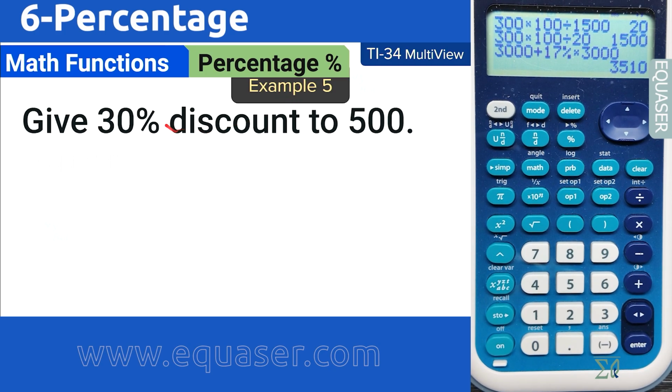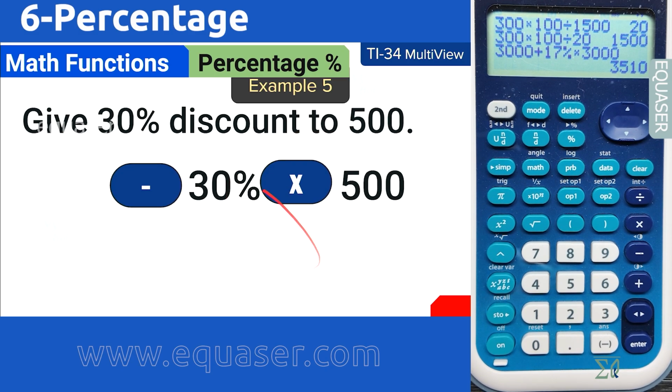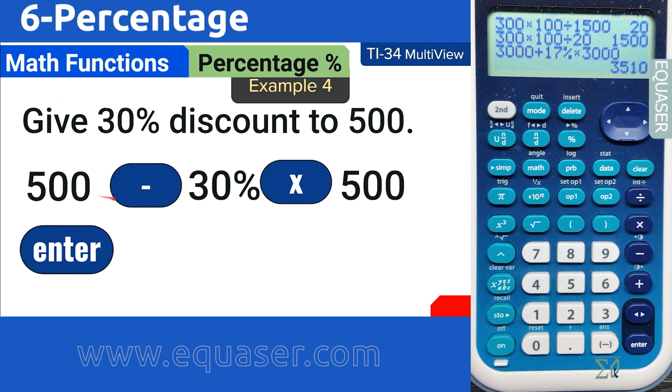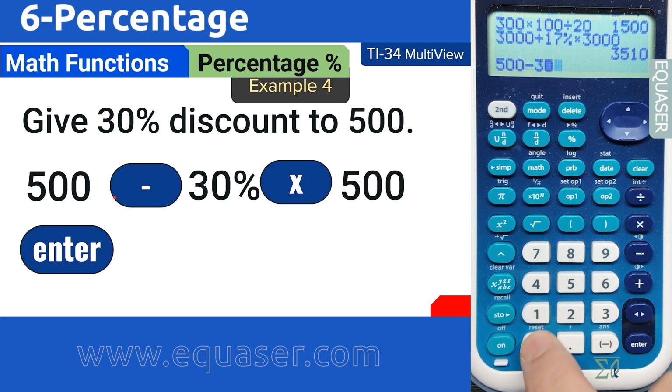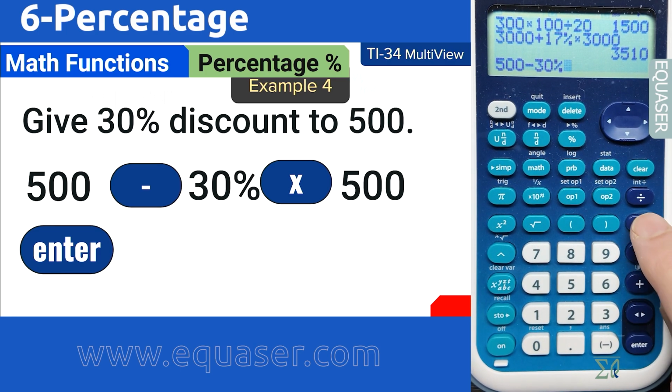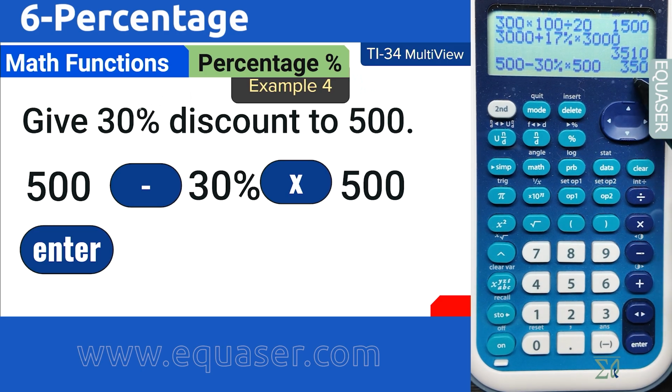Example number 5 is now you want to give a 30% discount to 500. The same way, we calculate the 30% of 500 and subtract it from the actual 500. So 500 minus 30% times 500, which has been reduced to 350.